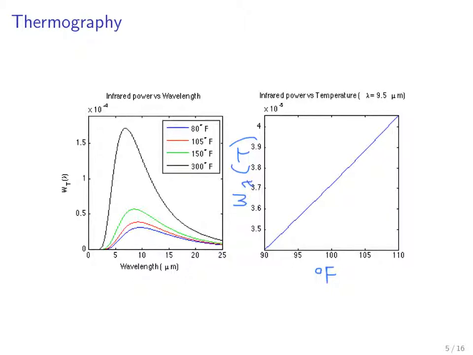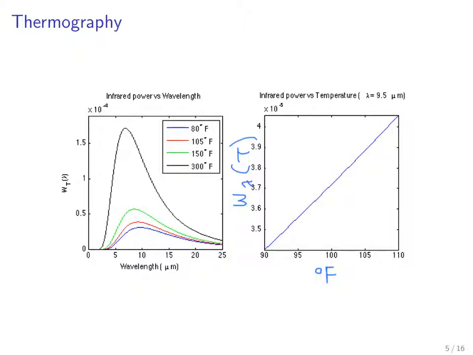So here's an illustration of the W sub lambda of T function. Here we're plotting this function primarily as a function of wavelength for a fixed temperature. So we've got W plotted across a range of wavelengths at four different temperatures. 80 degrees here is the lowest curve, 105 degrees, 150 degrees, and 300 degrees Fahrenheit as the highest curve. And you can see that essentially it humps and then it goes back down.